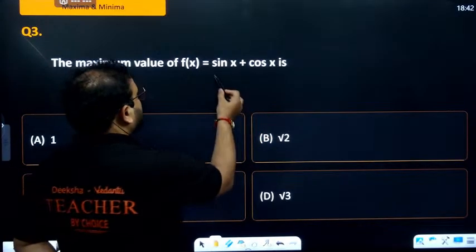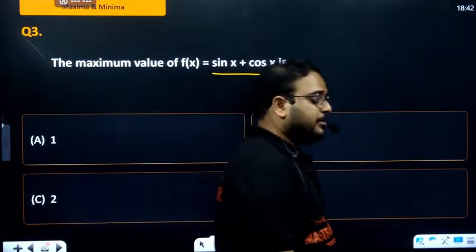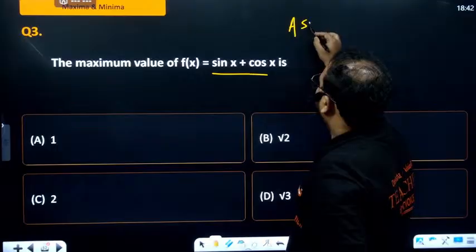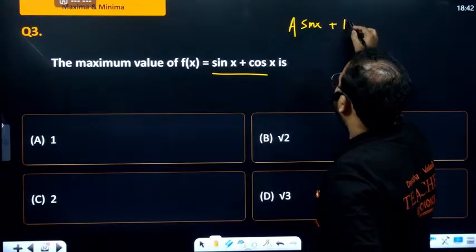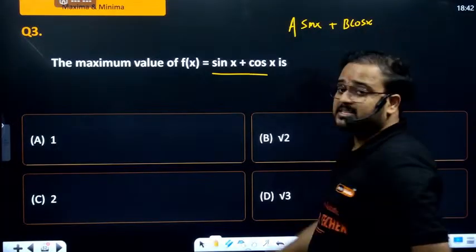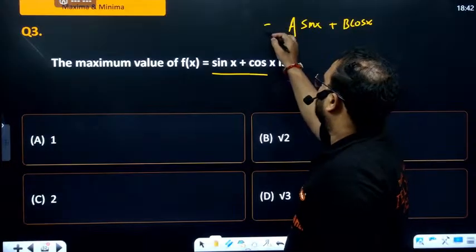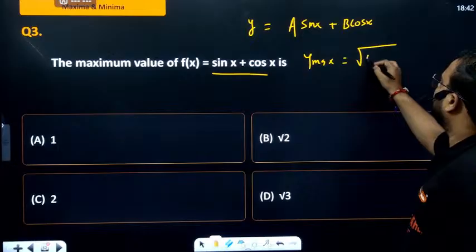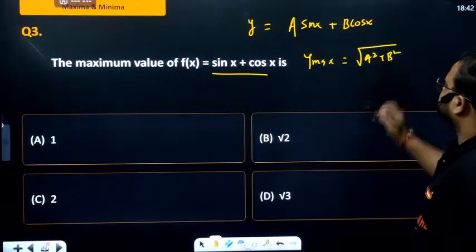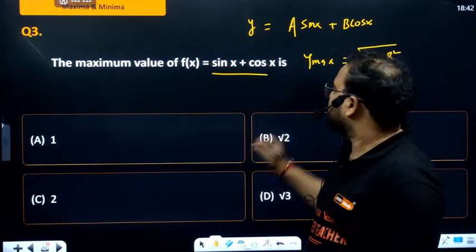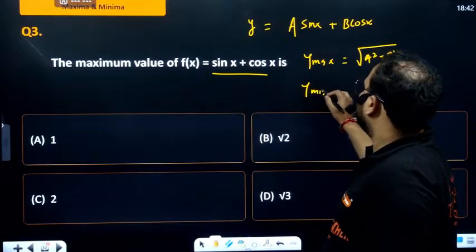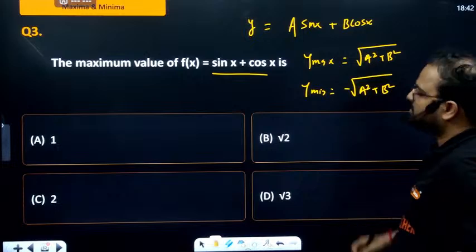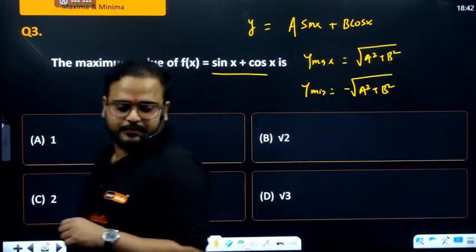Maximum value of sin x plus cos x. I have taught you this already, but let me remind you again. Whenever you have a sin x plus b cos x, always y max will be root of a square plus b square. Please remember this, okay? And y minimum will be minus root of a square plus b square, because in a lot of MCQs, this formula will be very helpful.